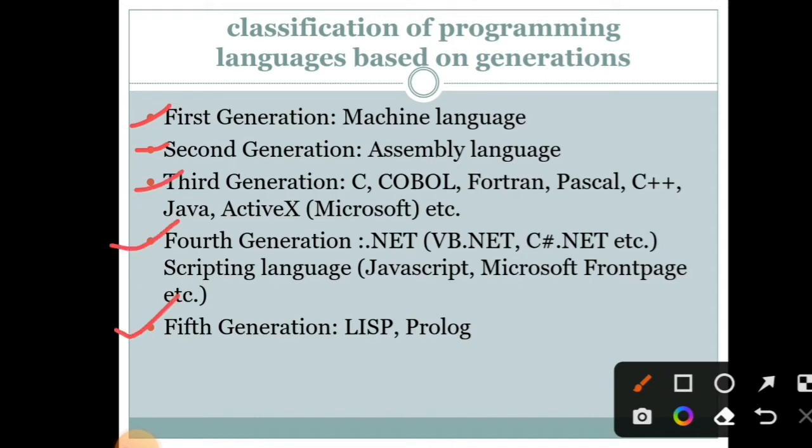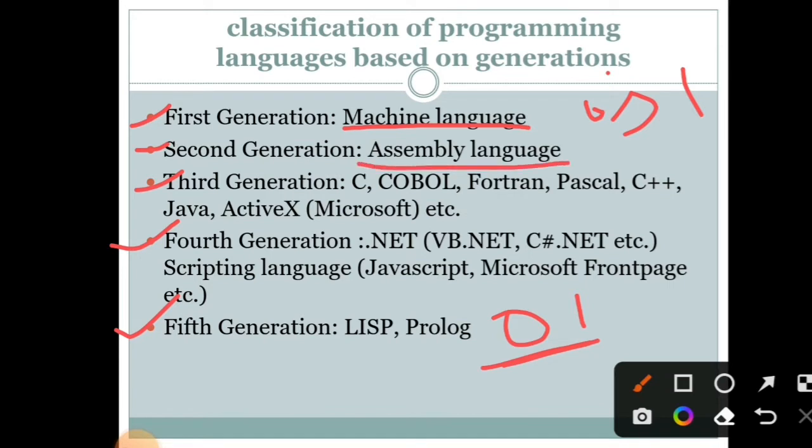In the first generation of programming languages, the programming language was machine level language. I already told in the last class, machine language is nothing but zeros and ones. Only zeros and ones are understood by the computer. Next, the second generation of programming language is assembly language.